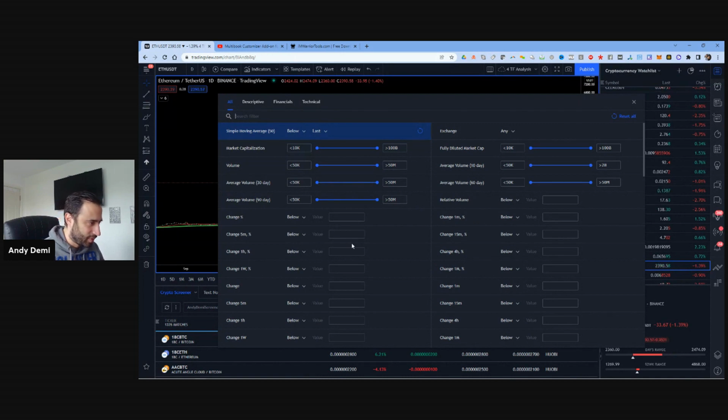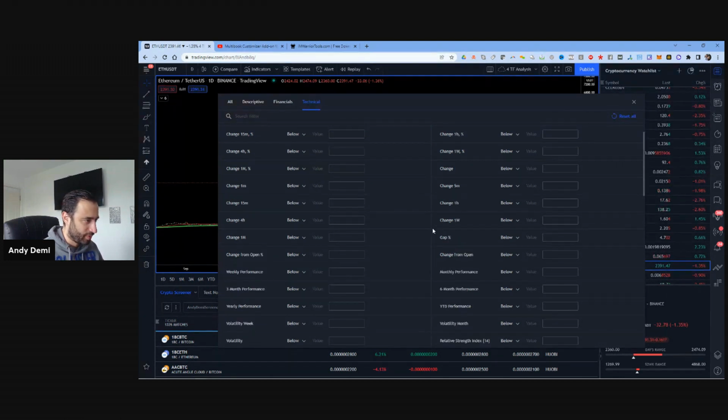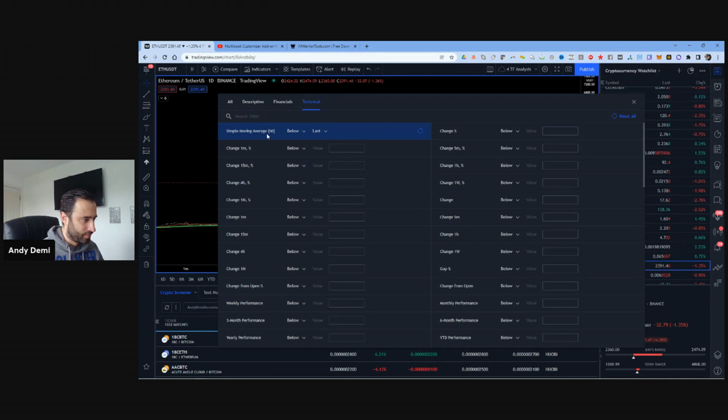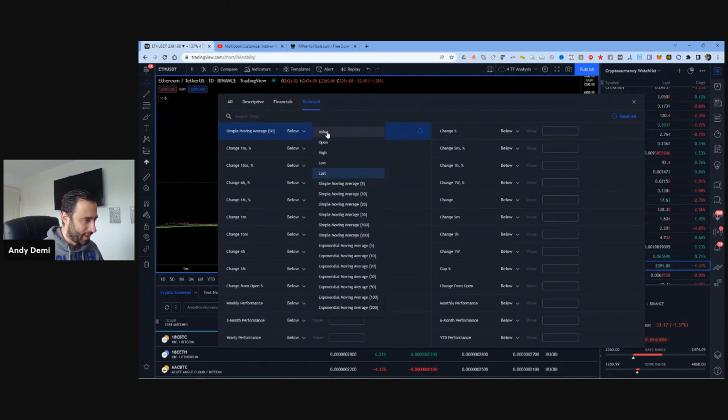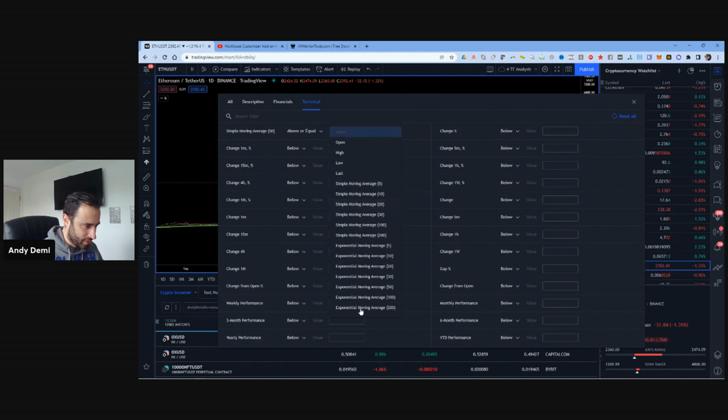Let me go to technicals. RSI is one of the ones that is available here. We might even be able to select, yes, excellent, we can actually do this. So we're going to choose simple moving average 50 greater, so we're going to change this to greater than or equal to 200. So let's find the 200.